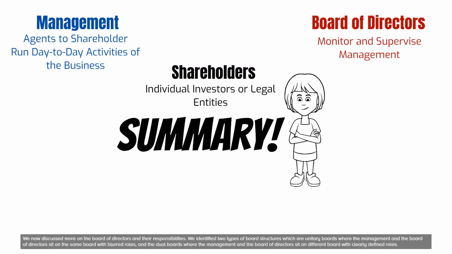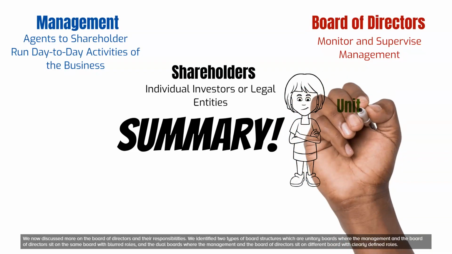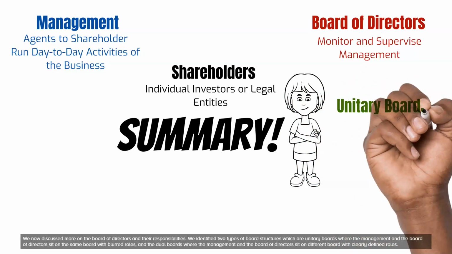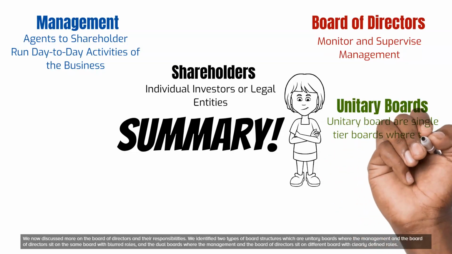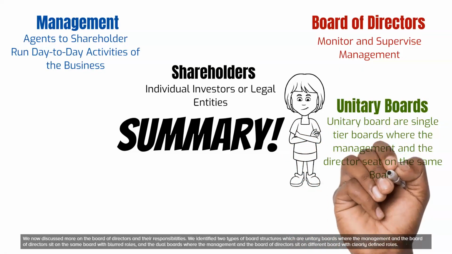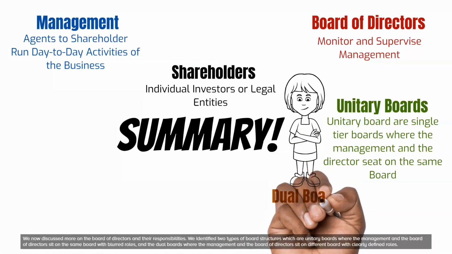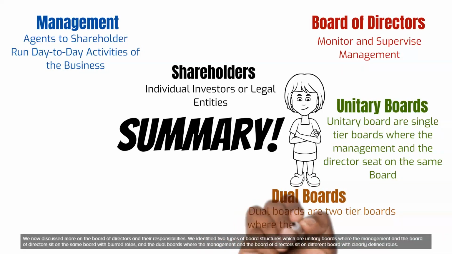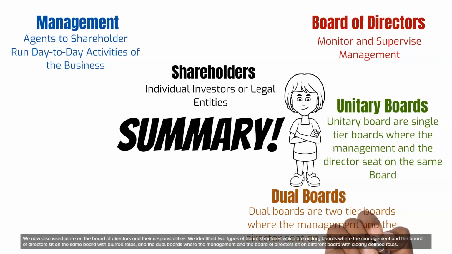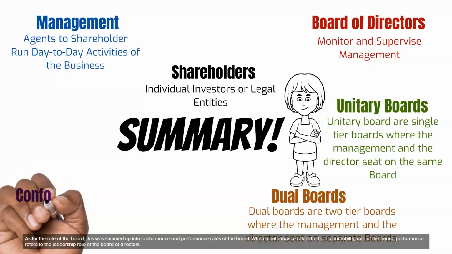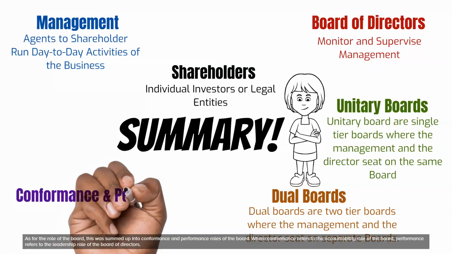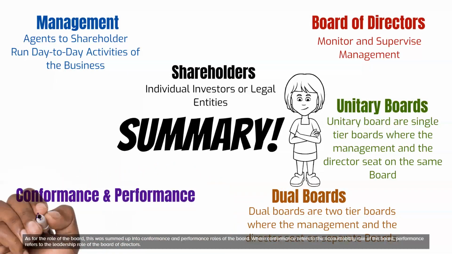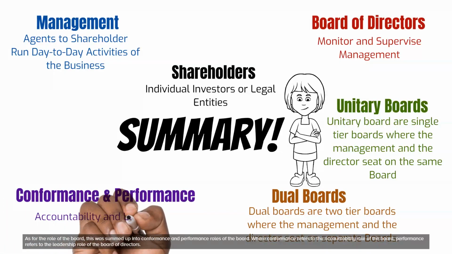We then discussed more on the board of directors and their responsibilities. We identified two types of board structures, which are unitary boards where the management and the board of directors sit on the same board with blurred roles, and the dual boards where the management and the board of directors sit on different boards with clearly defined roles. As for the role of the board, this was summed up into conformance and performance roles of the board. Where conformance refers to the accountability role of the board, performance refers to the leadership role of the board of directors.